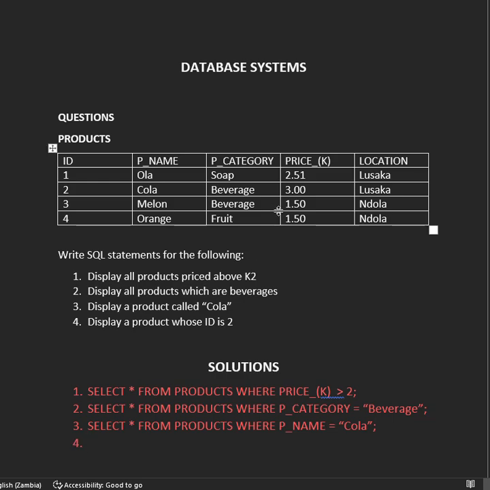Question number 4, display a product whose ID is 2. It is pretty much the same thing. If you've noticed, the structure of these questions is the same. Here you just say select all from products where ID is given as 2, and you put a semicolon. This is how you are supposed to execute these SQL statements.